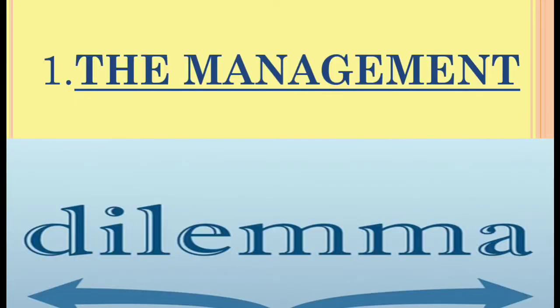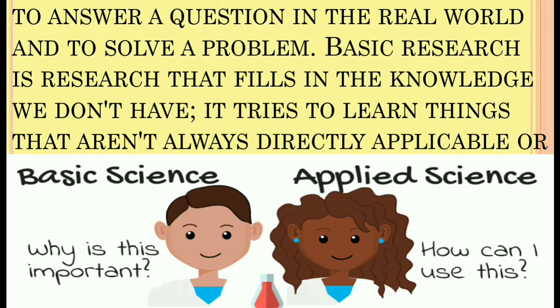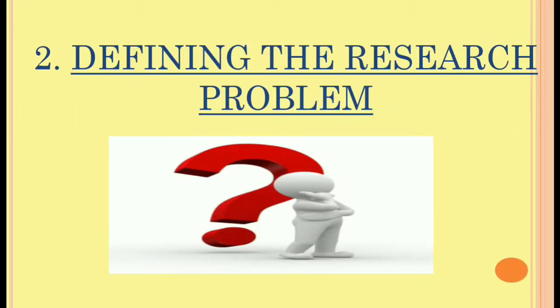The first is the management dilemma. In the management dilemma, research is of two types. First is applied research and second is basic research. Applied research seeks to answer a question in the real world and to solve a problem. And the second is basic research. Basic research fills in the knowledge we do not have, trying to learn things that are not always directly applicable.